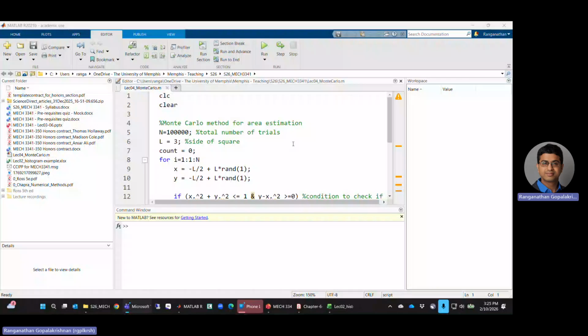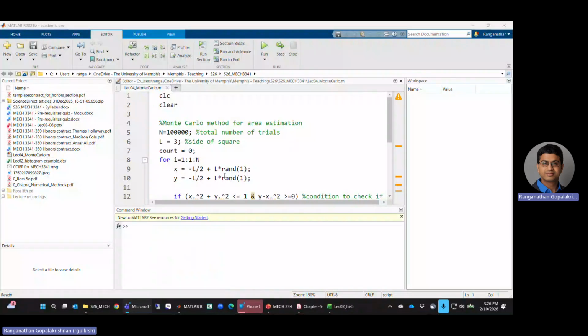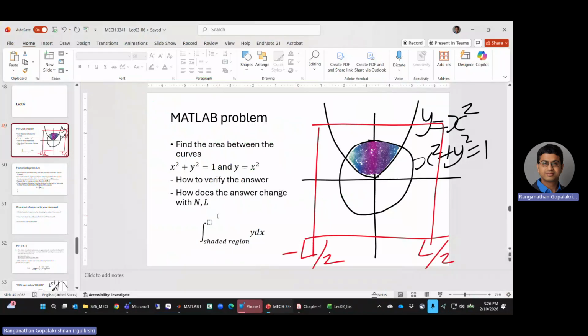Okay. So we completed the prerequisite quiz, which we hope to grade and return the scores soon, hopefully within a week. And the next thing I want to touch upon before we move further is this Monte Carlo simulation for area calculation. To remind you, we wanted to calculate the area between a unit circle at the center and the parabola y equal to x squared.